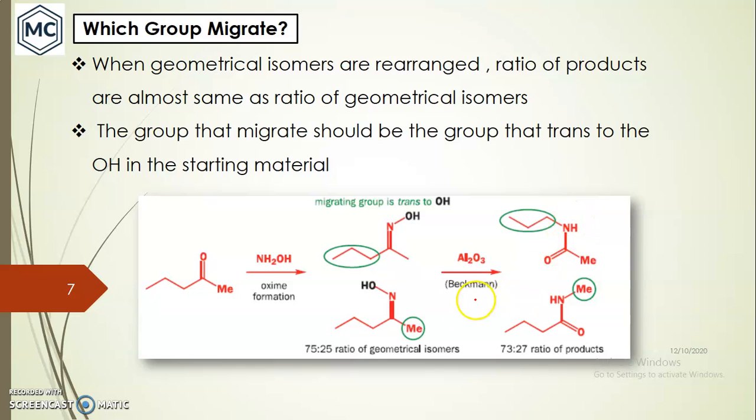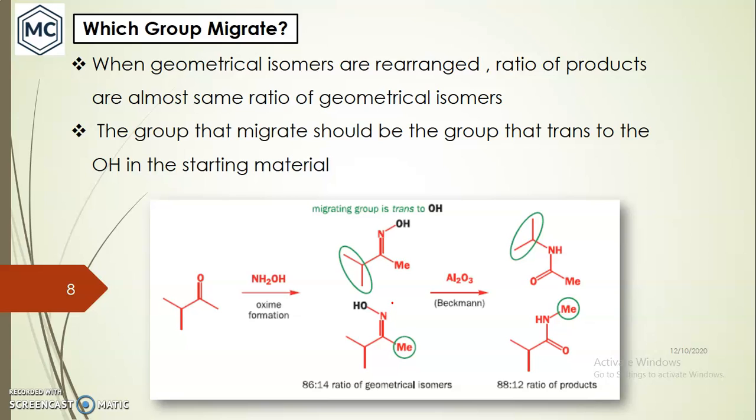is obtained. And at the same time, there is another product where, from this geometrical isomer, the methyl is migrated here. You can see the methyl is attached to the NH. The group that migrates should be the one trans to the OH in stereochemistry. And the ratio of products is almost the same as the ratio of geometrical isomers.